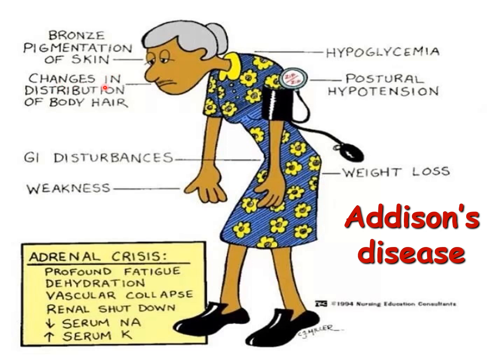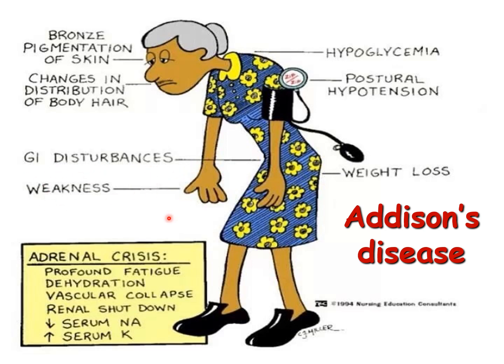We can see changes in the distribution of body hair. So women can get a more male pattern of body hair. Men can actually lose their male body hair pattern. Sometimes everyone will lose all their hair, including scalp hair. Sometimes they grow extra hair. GI disturbances and muscle weakness.